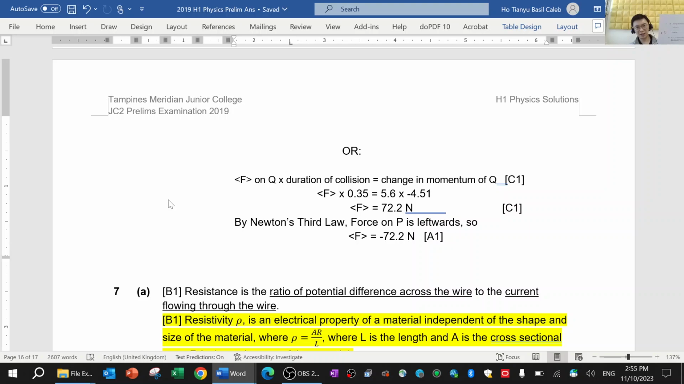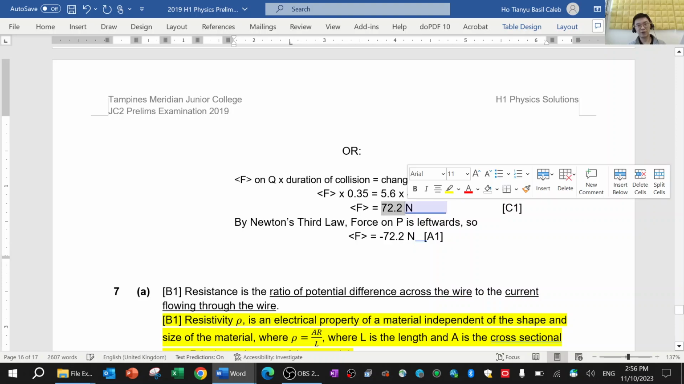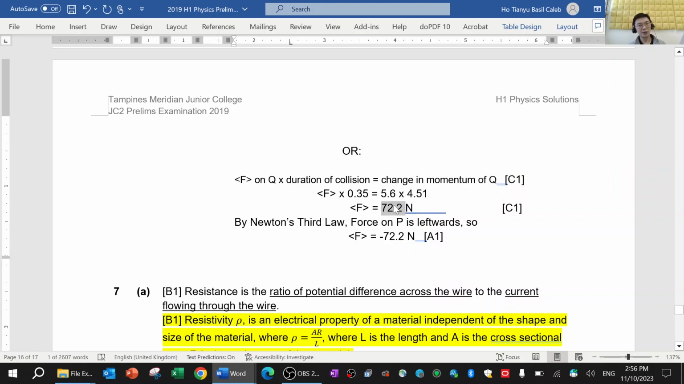As you can see here, because Q did not have an initial velocity, you just have to take the final velocity as the answer. Because it's going to the right at the speed of 4.51, and the mass is 5.6, you can get this force directly. So it's pretty fast. Then by Newton's third law, you just add a negative sign. If the force on Q is towards the right, the force on P must be towards the left. Therefore, minus 72.2 or 72.1.